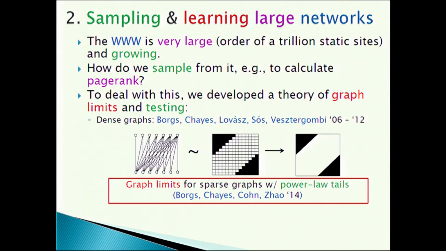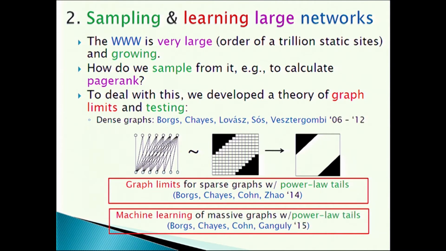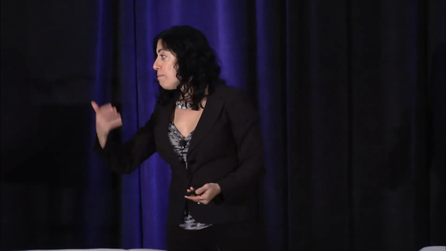So really, we want sparse graphs with power law tails. So we were able to do this about a year ago. And finally, we were able to prove the theorems on machine learning of massive graphs with power law tails. And now a lot of people are using this theory, which is a continuum theory, to fit their data, and then from that, generate massive samples. So that's a big area of research.